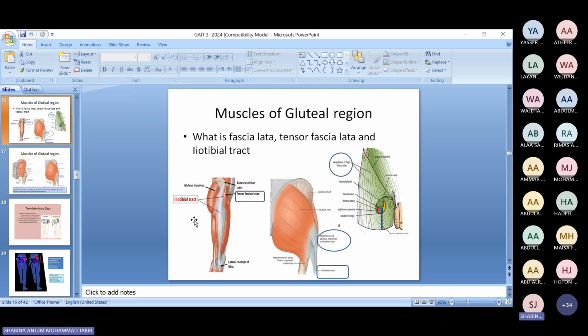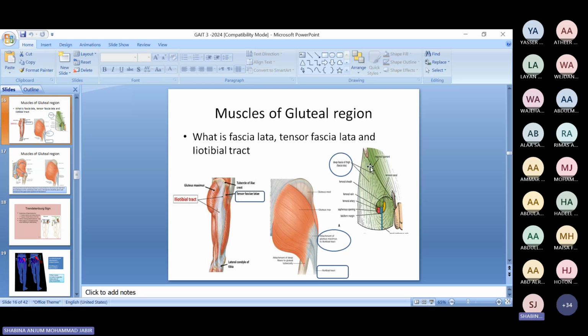If you do dissection, suppose you cut the skin of the thigh region, you will see that there is a deep fascia like this. Can you see this covering in green? When you remove the skin, you will see there is a thick deep fascia. This deep fascia is called fascia lata. It is the deep fascia of the thigh.